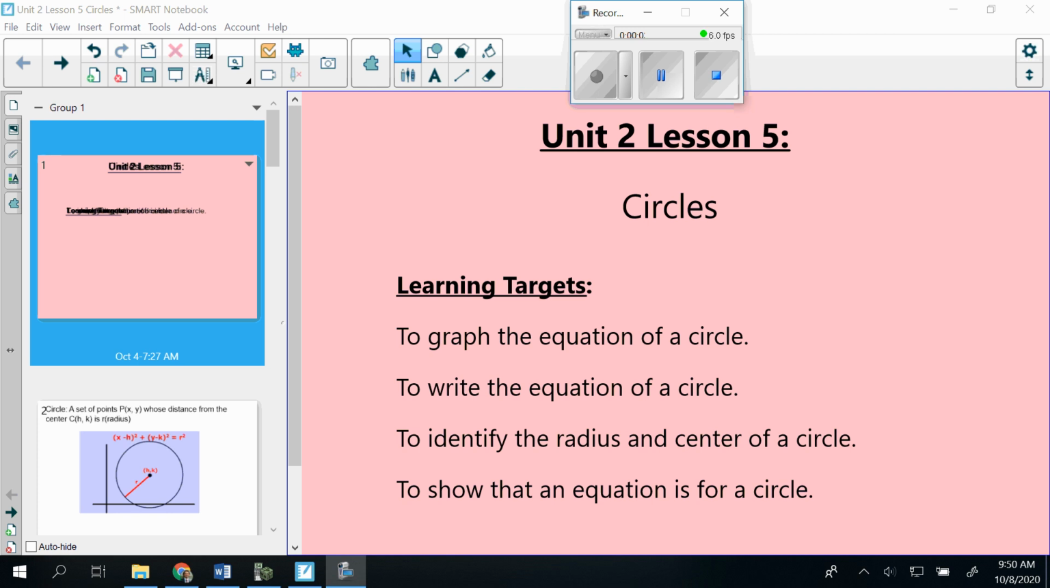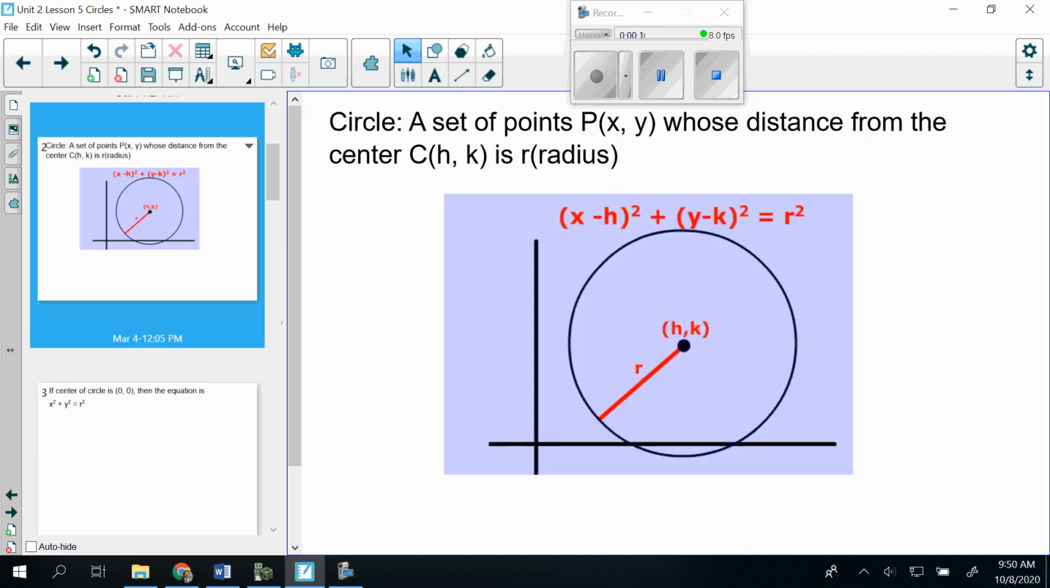All right, we're going to look at circles today. We want you to be able to graph the equation of the circle, write the equation of the circle, identify what the radius and center would be, and show that it would be an equation for a circle. All right, so a circle is a set of points whose distance from the center is the radius.